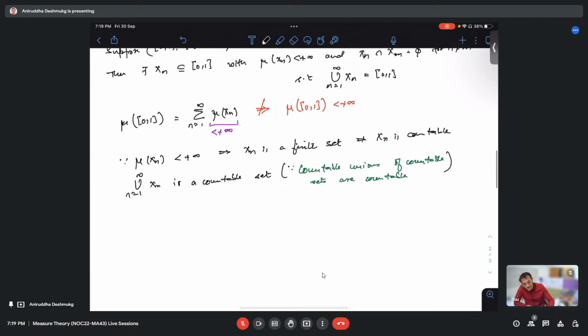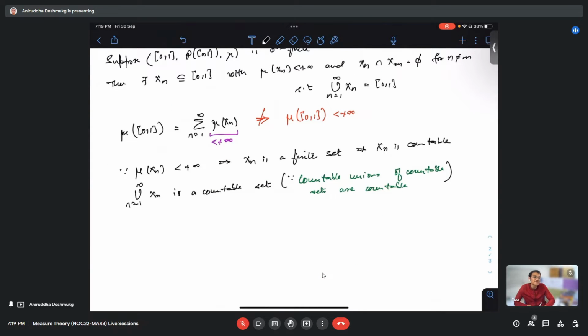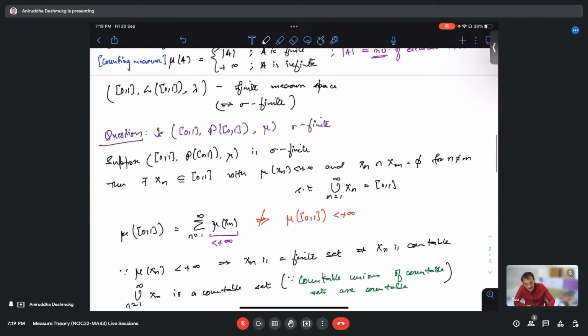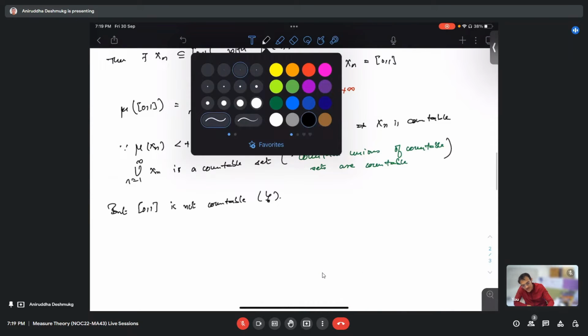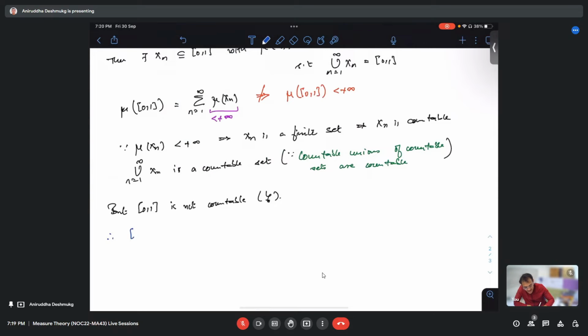But we are claiming that it is equal to the interval 0, 1, which is not countable. And this gives a contradiction. Therefore, this measure space is not sigma finite. So we have concluded finally that 0, 1 with the power sigma algebra and the counting measure is not sigma finite.